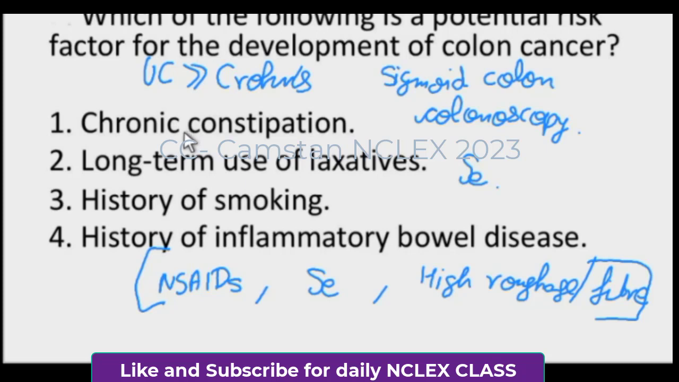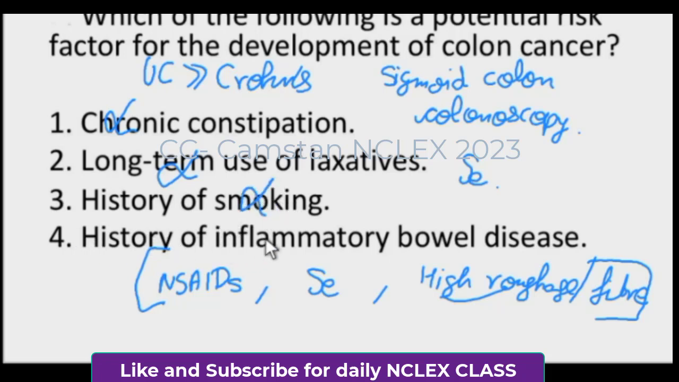Chronic constipation. Well, chronic constipation is a consequence of colon cancer, but it is not a risk factor. So this is not correct. Second is long term use of laxatives. Laxatives are rich in fibers, so they are actually a protective factor for colon cancer. So it is not right. Third one is history of smoking. Smoking has nothing to do with colon cancer. So the third one is also wrong.